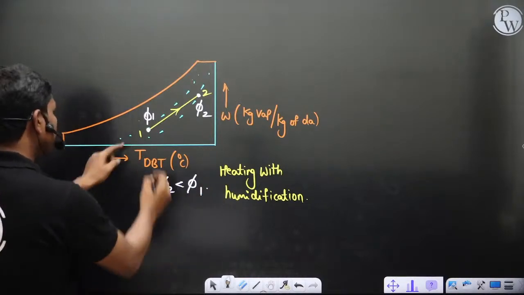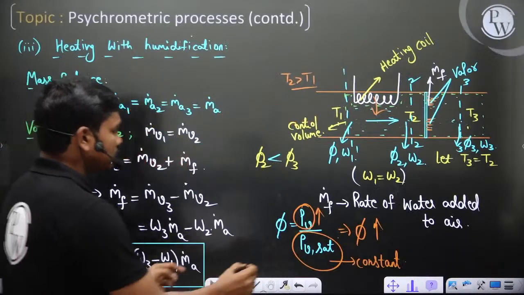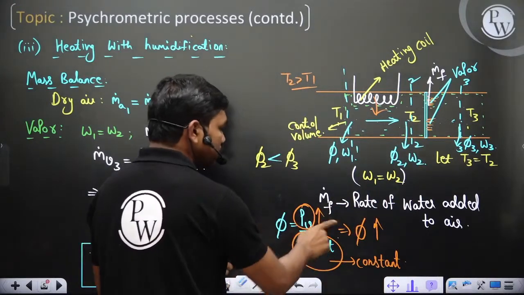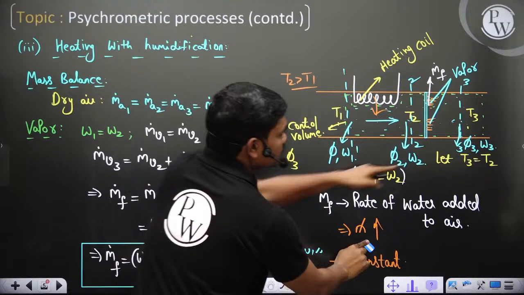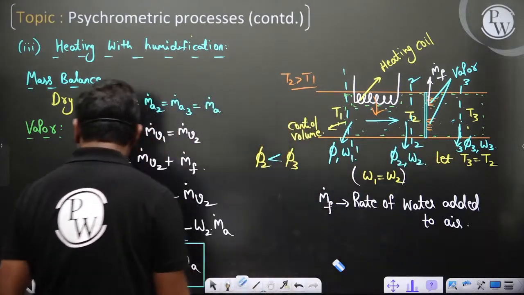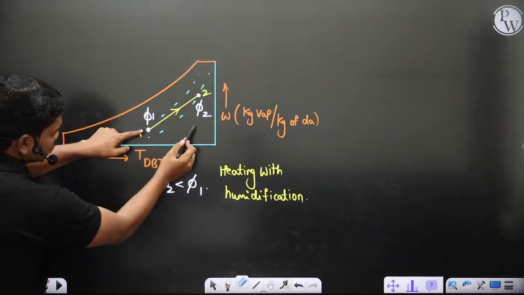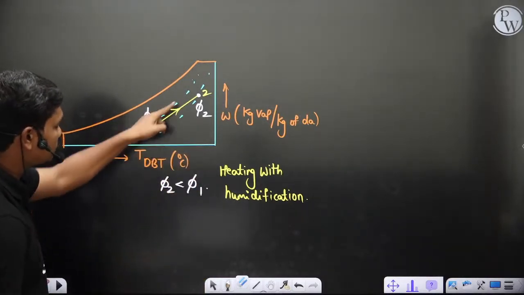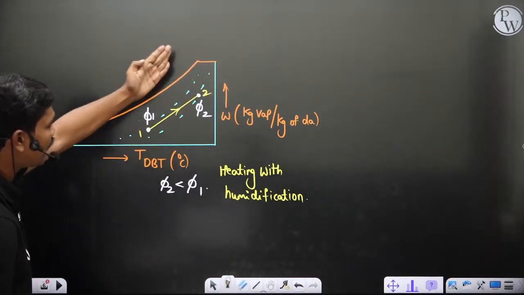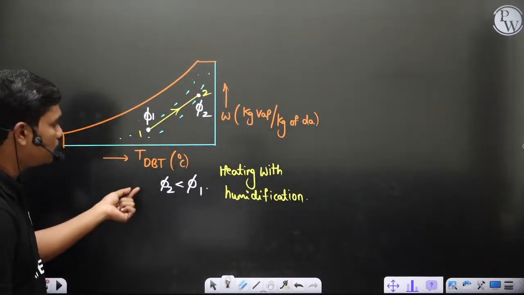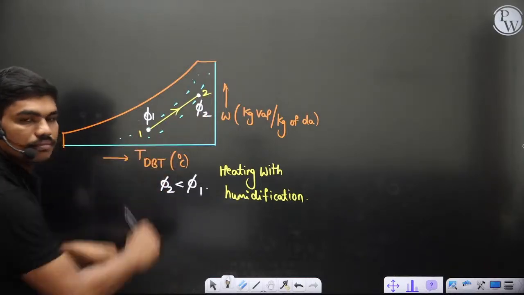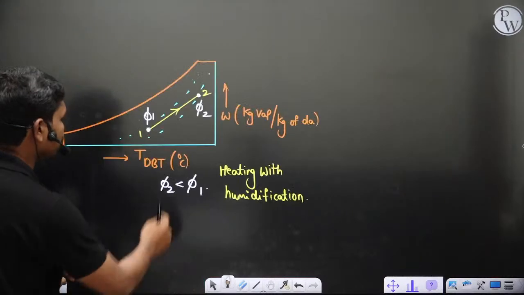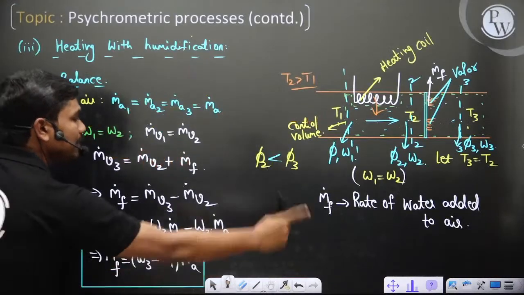The reason is that temperature is increasing very much. Of course, we compared only between states 2 and 3, at the same temperature, where we are adding water. But in general, as temperature is increasing, the saturation pressure of the fluid will increase, and your phi 2 will lie on a line of lower relative humidity compared to point 1. So phi 2 will be less than phi 1 if the temperatures are not the same. If the temperature is the same, then you can clearly understand the sign can change, and it will be a vertical line.